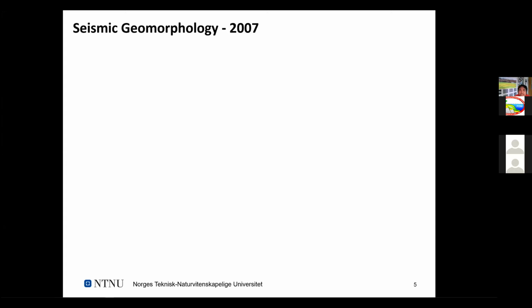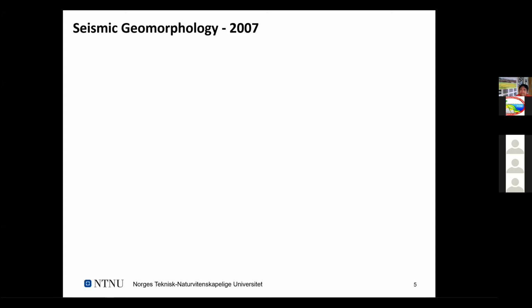Right, seismic geomorphology. We know that 3D seismic reflection data started during the 60s and 70s. After that, Alistair Brown wrote a famous book on 3D seismic interpretation, and now it has a 12th version.